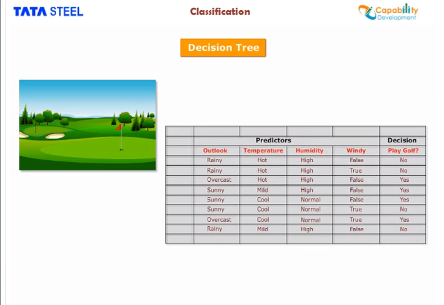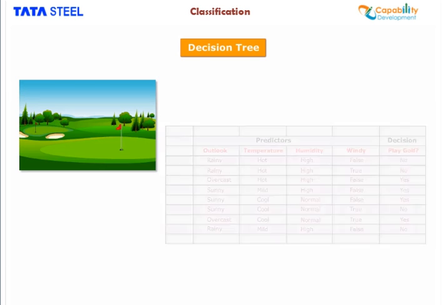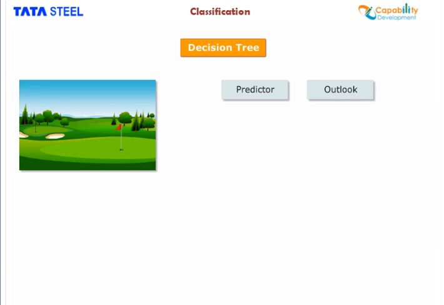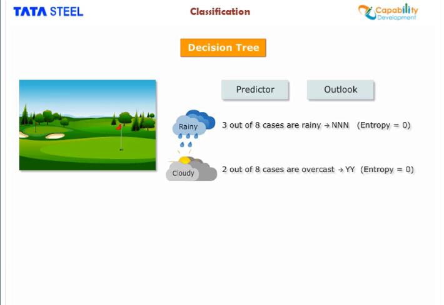Divide the data set on the basis of various predictors: outlook, temperature, humidity, and windy. Calculate the entropy in each case. If you consider the outlook predictor, the combinations are: 3 out of 8 cases are rainy, which means n, entropy is equal to 0. 2 out of 8 cases are overcast, which means y, entropy is equal to 0. 3 out of 8 cases are sunny, which means yn, entropy is equal to 0.918.